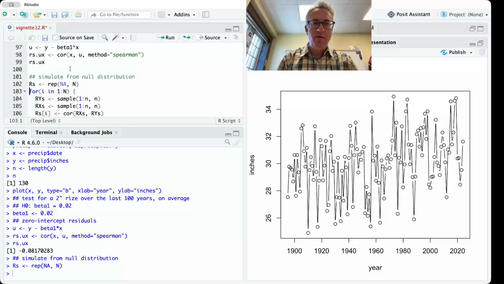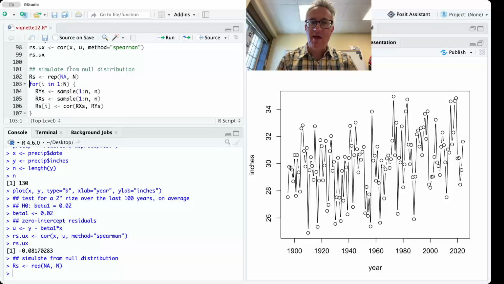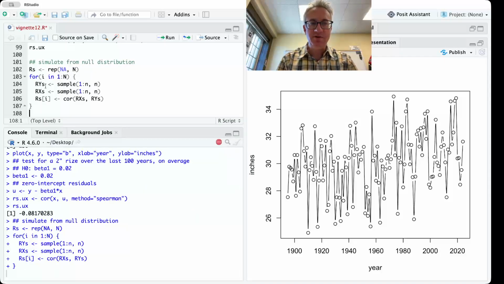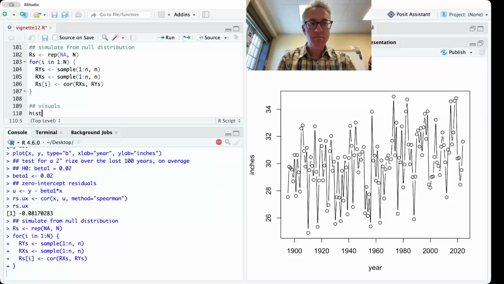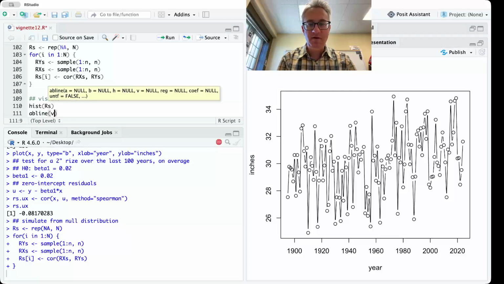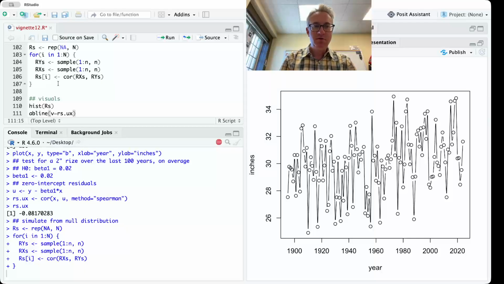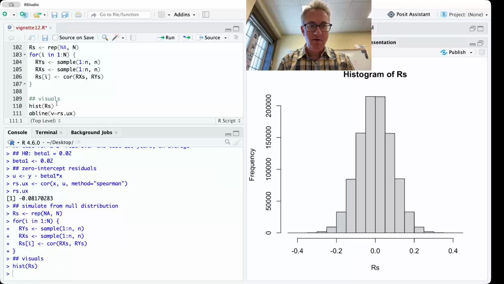Okay, so we'll have to run it again because we have a different n, right? This code, we already have a bunch of samples of these RSs, but it was for the n in the earlier example. This n is different, so we have to rerun the simulation. But we can do the usual visuals. And abline v equals RSUX. Okay, I don't remember how long this takes to run, but nope, it's done. And then we'll make this red.